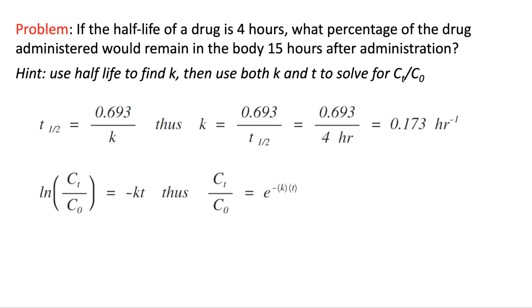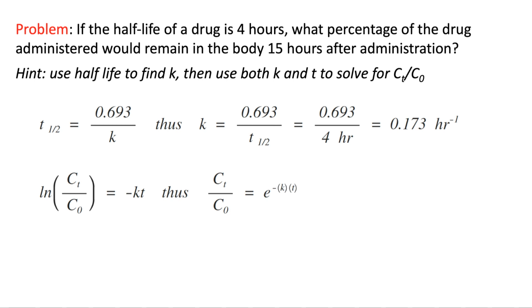Now, let's use that number and go back to my original formula that said that the natural log of the ratio of my concentration at time, whatever time I'm interested in, over my initial plasma concentration, C0, is equal to negative KT. In this case, let's get rid of the natural log, because the question asks for what percent of the drug administered. So it wants to know the fraction of CT to C0. So that's what we're solving for.